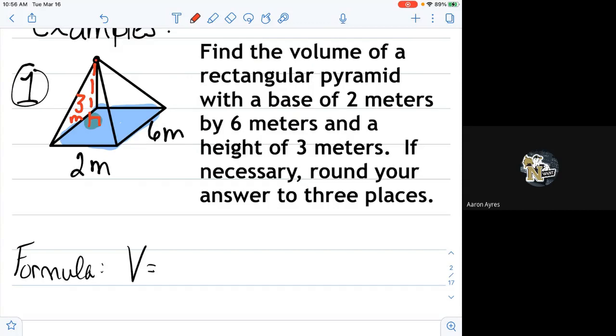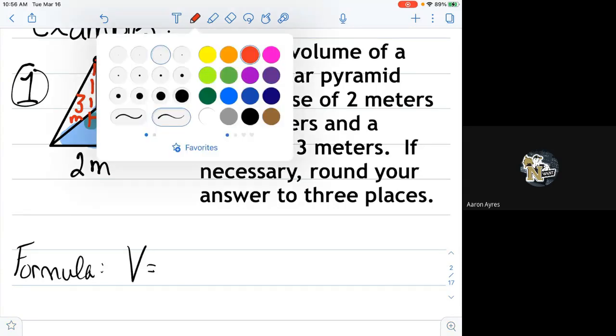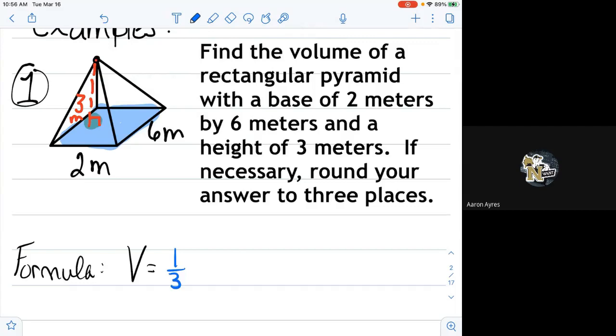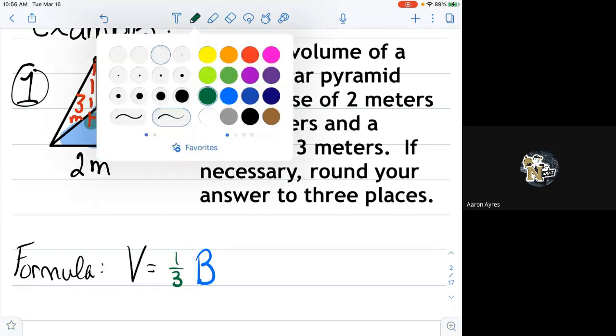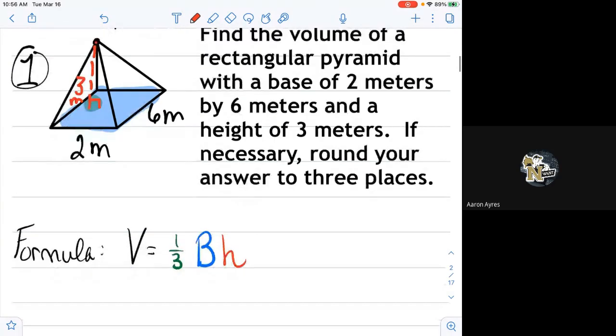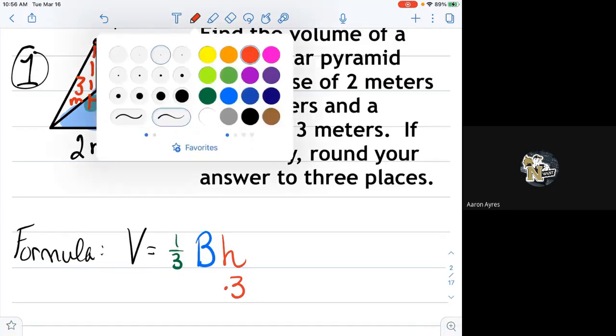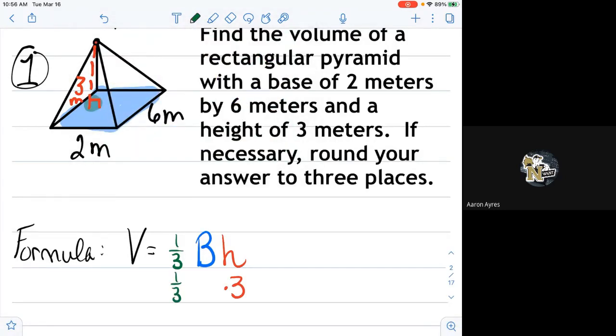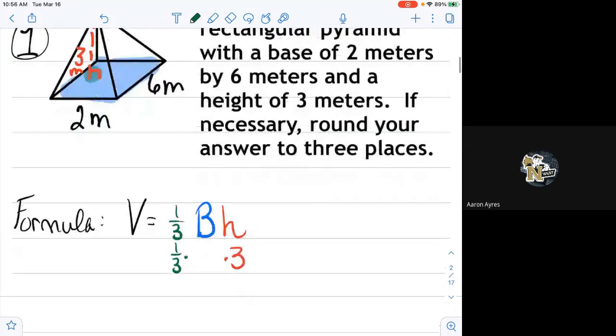What's the formula I need? Remember what the formula is? V equals what? 1/3 area of the base, right? I'm going to make that 1/3 a different color just so we have some contrast here. 1/3 area of the base times the height. So, we know the height is 3, so I'll put this as 3 right here. The 1/3 is going to come down. Everybody okay with that?